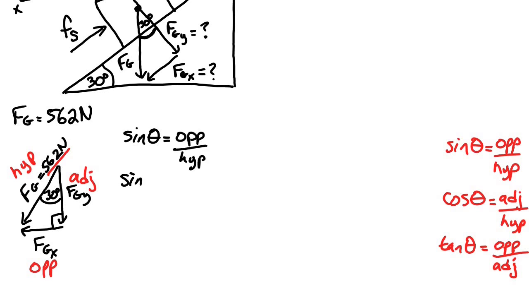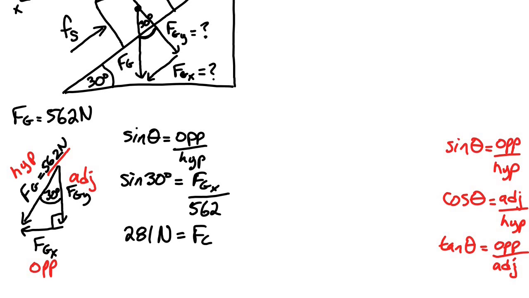So sine of the reference angle, which is 30 degrees, is equal to the opposite, which is FGX, divided by the hypotenuse, which is 562. All we have to do is multiply 562 to both sides of the equation, and we have 562 times the sine of 30 degrees, not 562 times 30 and take the sine of that. It's 562 times the sine of 30 degrees, and we'll get our answer. So we have 281 newtons is equal to FGX.